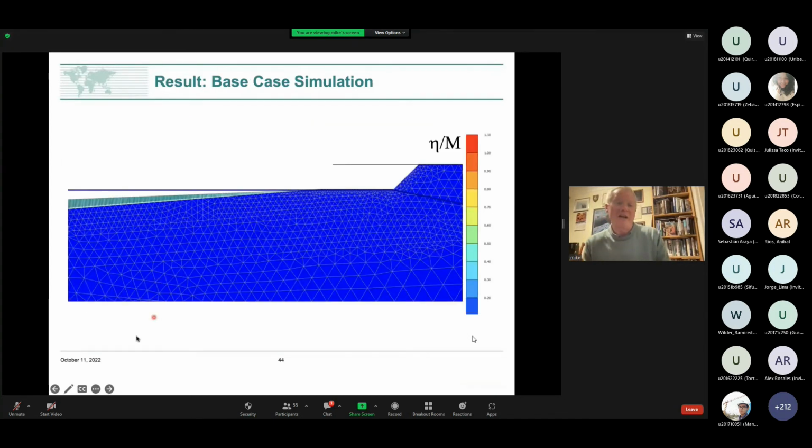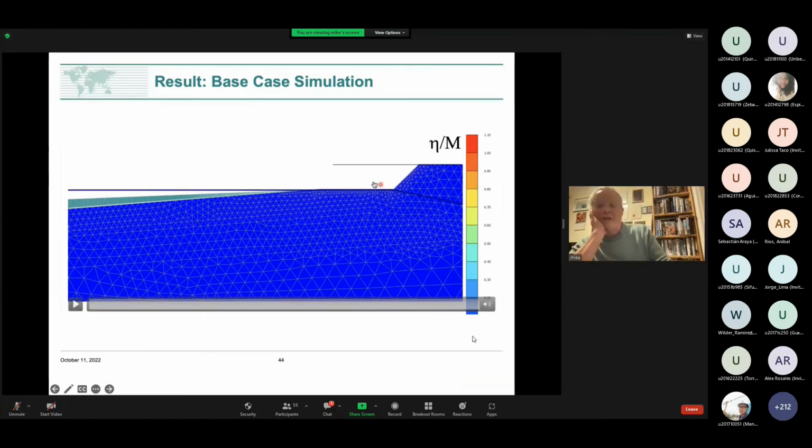So now I'm going to show you the results of the base case scenario. When I press the go button, you're going to see the fill being placed. Then at the last moment we will test it, and this all happens drained, and you'll see color contours which show the ratio of eta over M, which is the mobilized stress ratio normalized by the frictional strength. When eta over M hits 1, you're in the critical state, and that's colored red. Okay, so let's see what we get.